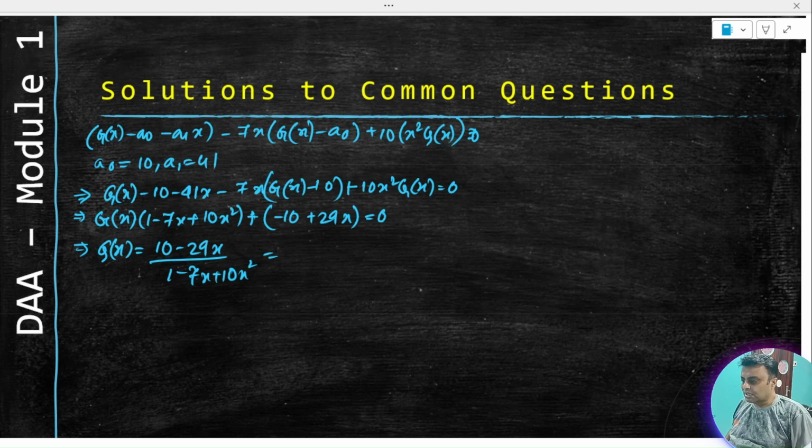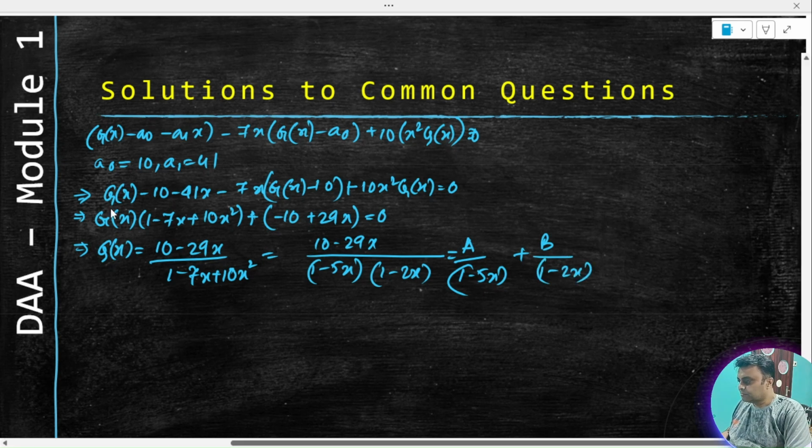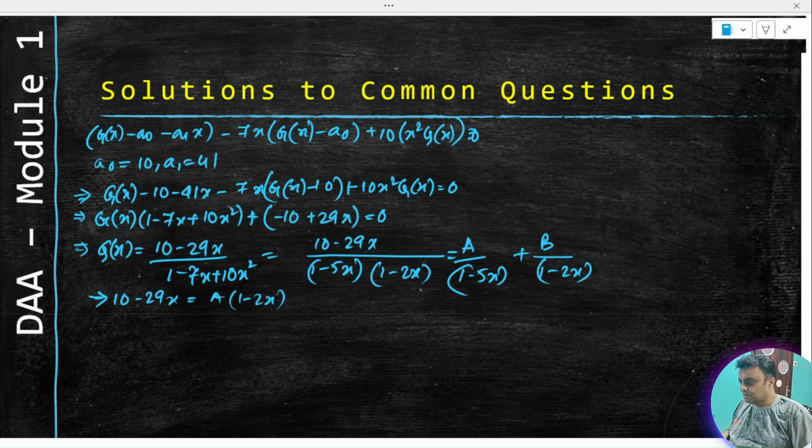We can middle term split this out very easily, and we will get this as 10 minus 29x over 1 minus 5x and 1 minus 2x. And we can of course write it as a partial fraction now as a over 1 minus 5x plus b over 1 minus 2x. So if we do the LCM and cancel out things, then we will get 10 minus 29x is equal to a into 1 minus 2x plus b into 1 minus 5x.